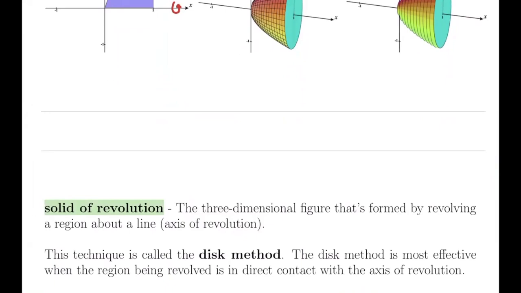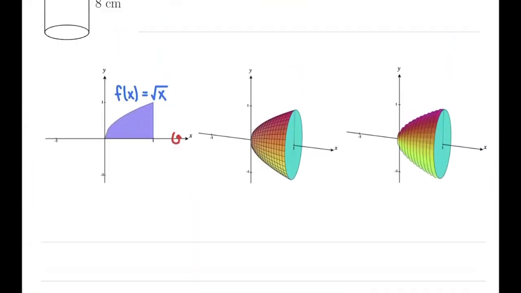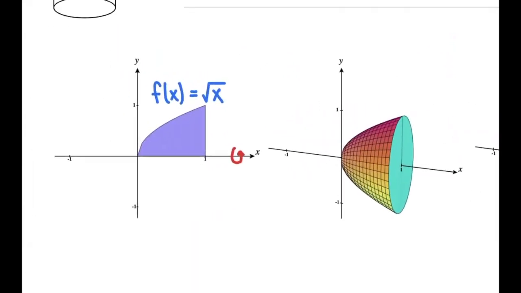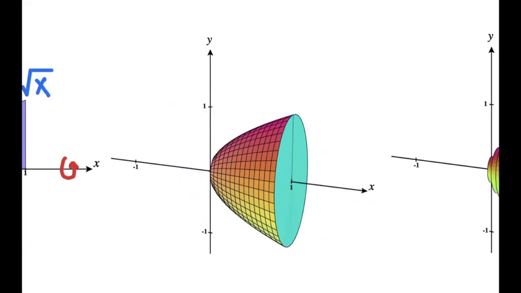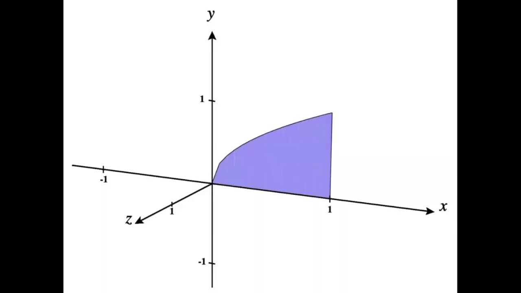A solid of revolution is the three-dimensional figure that's formed by revolving a region about a line. That line is called the axis of revolution. So when you rotate this region about the x-axis, you're going to get this solid. This function defines the shape of our solid. And if you don't believe me, I actually have a video showing the rotation.